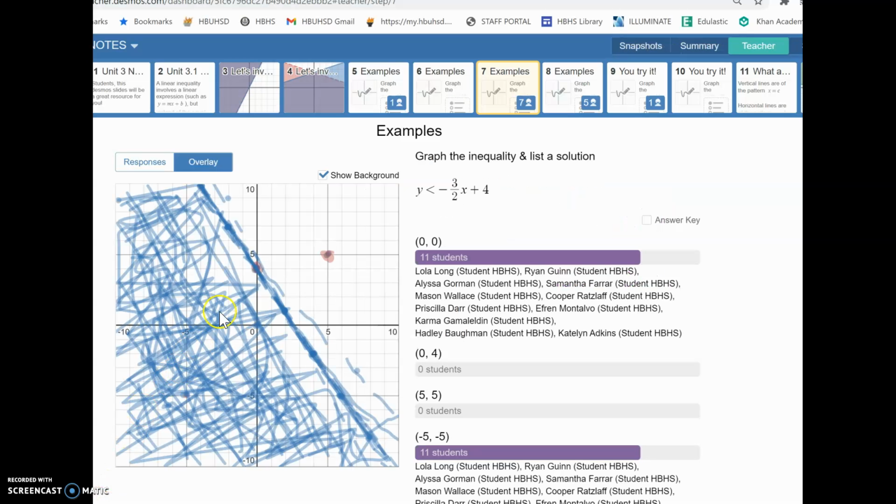Yeah, so from here we can see we all started at (0, 4). We went down 3 and over 2, and you can see the overlapping dotted lines. We shaded below for y is less than. (0, 0) is the solution, and (-5, -5) is the solution. But (0, 4) on the dotted line is not a solution, and neither is (5, 5).